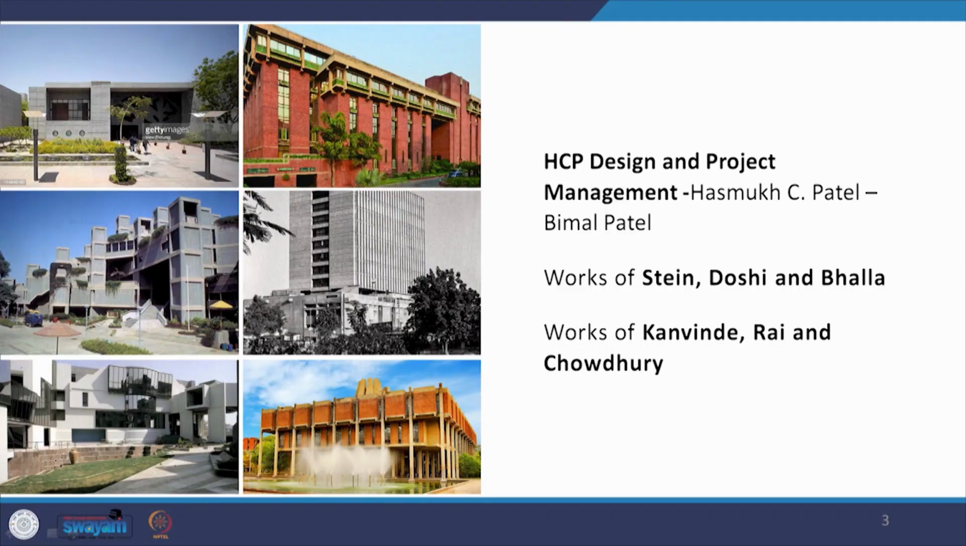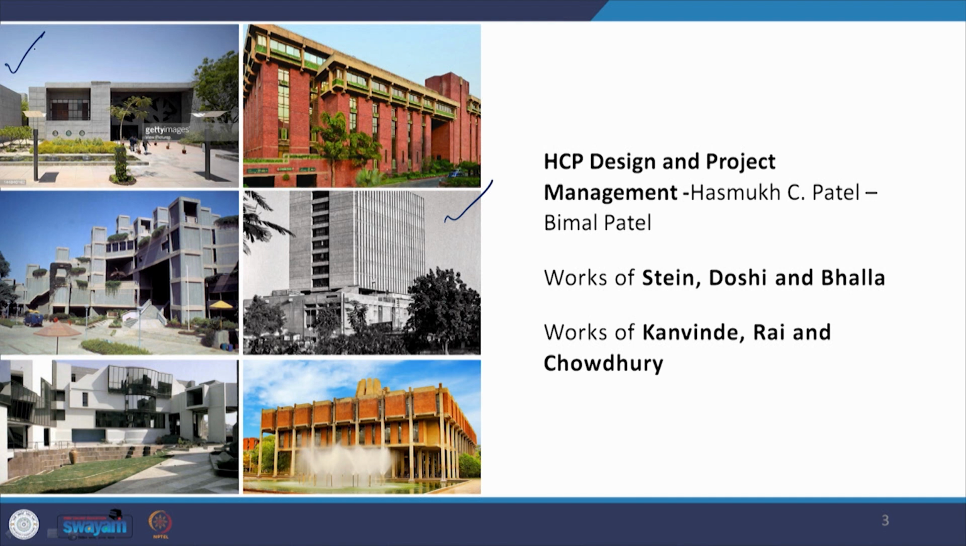We also saw last time the arrival of major architectural firms of that period, one which continues even till today, that is the HCP Design and Project Management. Earlier Hasmukh Patel was the lead architect, now architect Bimal Patel is the lead architect, and this was the work done by Hasmukh Patel, and this is the extension of the IIM Ahmedabad campus done by Bimal Patel.